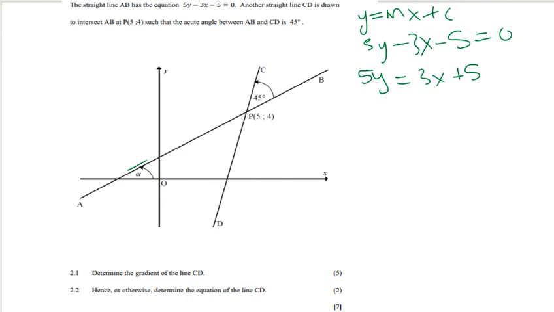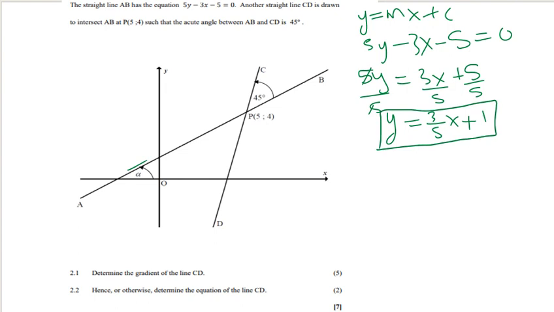When I'm taking this number to this side, the sign has to change. Then now let me divide by 5 on both sides. Let me divide everything by 5. So this and that goes out, then I'll be left with y. Then here I'll have 3 over 5 x, and then 5 over 5, that's 1. So here I have 1. Now I have my standard form. So I know the gradient of this line AP.